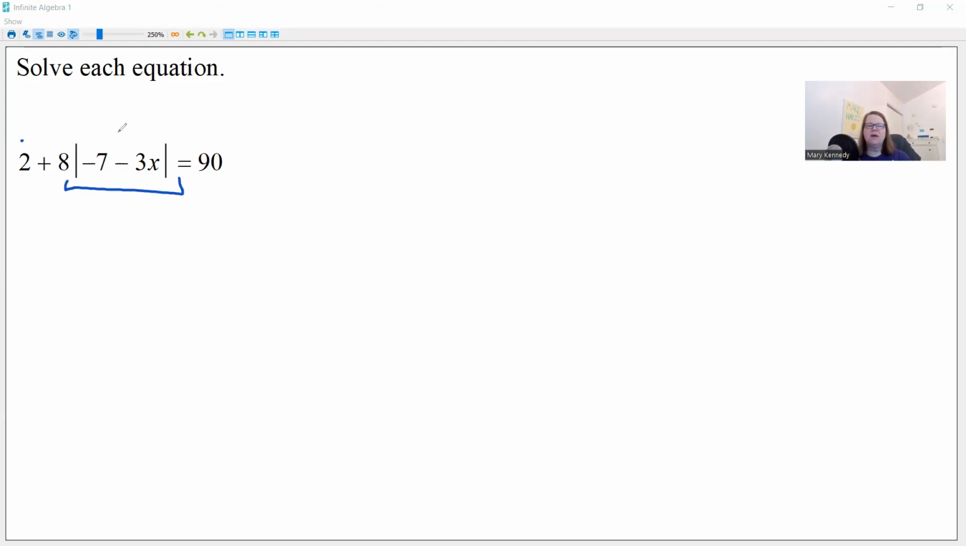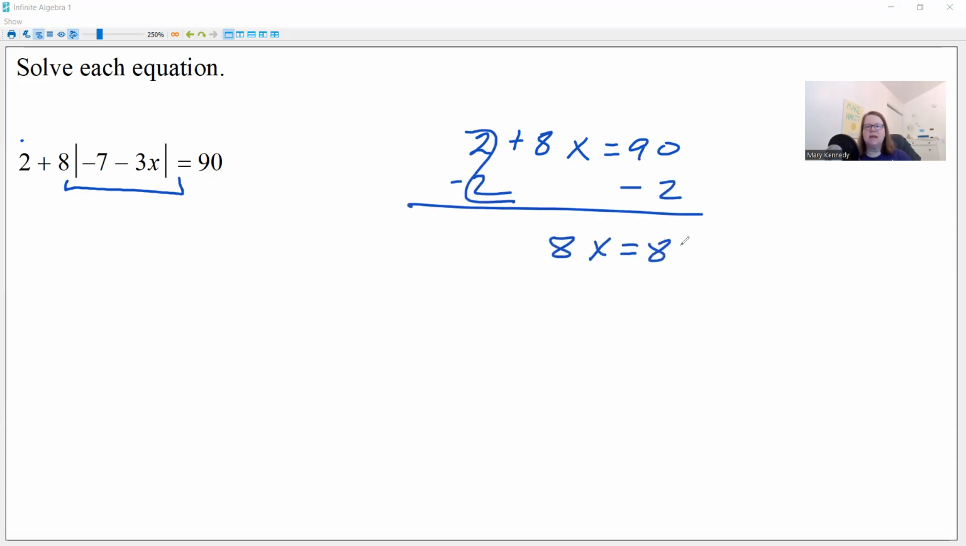So I want us to think about this absolute value as working the same as if this problem was 2 plus 8x equals 90. It works the same way at first. If that helps you to think about what to do first to solve, then absolutely use that. If you've got 2 plus 8x, we want to subtract 2 first. That would be our first step. We would get 8x equals 88, and we would divide both sides by 8 to solve. Okay, so that helps us get started.